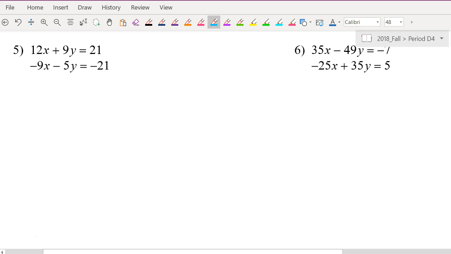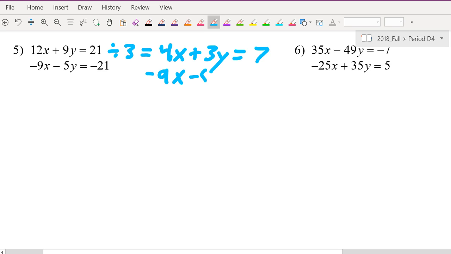So you have to do 12x and negative 9x, which is 3x. So we're going to divide by 3. What do we get, young man? 4x. 4x plus 3y equals 7. Good. And then 9, 5, and 21 we can't divide by. So negative 9x minus 5y equals negative 21.